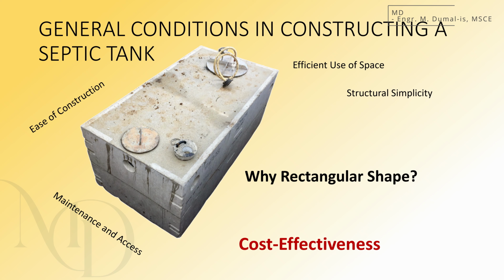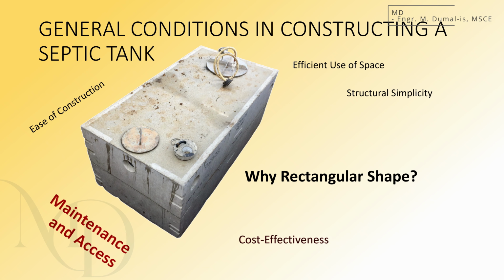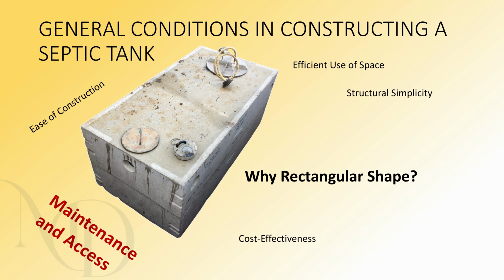Fourth, rectangular tanks are cost-effective. They do not need specialized curved formwork, which reduces material and labor costs. Since masons work faster on straight walls, the overall construction becomes more affordable. And fifth, maintenance is more manageable. Rectangular walls and corners make it easier to install baffles and access manholes. During cleaning or desludging, the predictable chamber layout also helps workers perform the task efficiently.